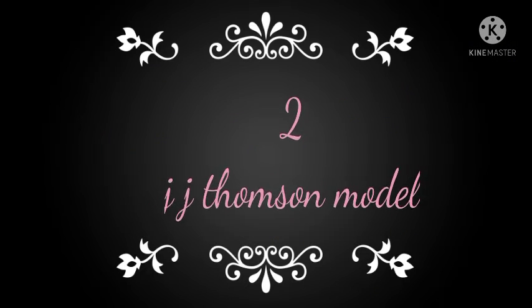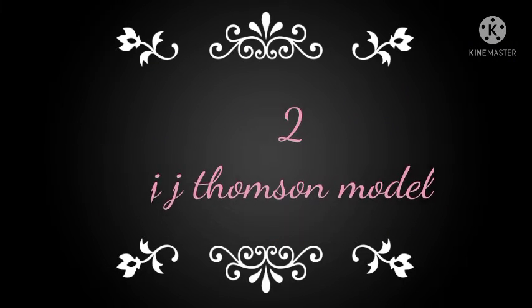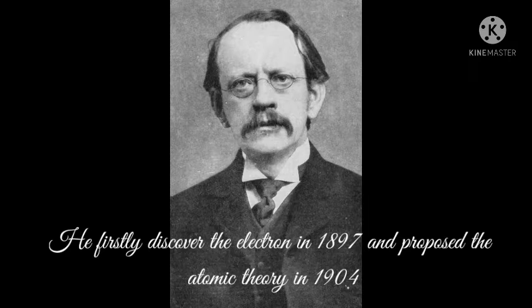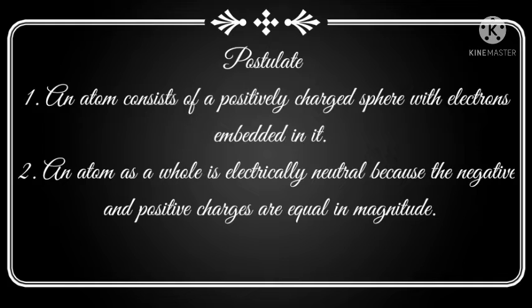The second model we have is J.J. Thomson's model. He first discovered the electron in 1897 and proposed the atomic theory in 1904. Now the postulates of J.J. Thomson's model. First, an atom consists of a positively charged sphere with the electrons embedded in it. Second, an atom as a whole is electrically neutral because the negative and positive charges are equal in magnitude.